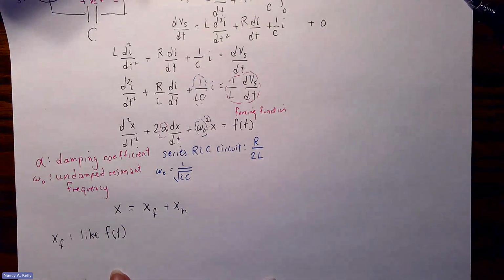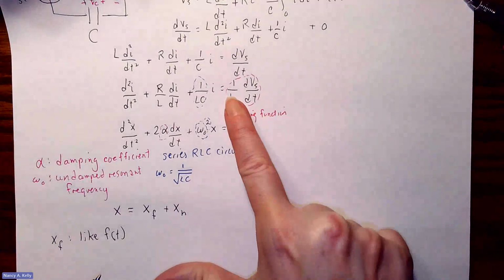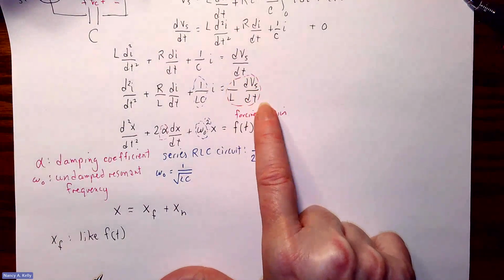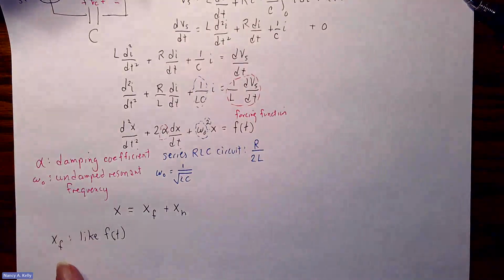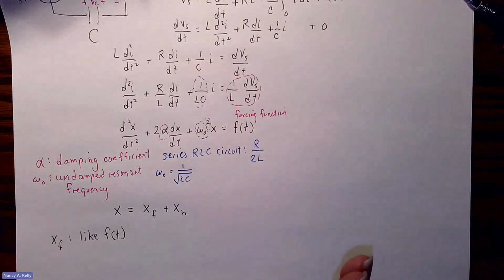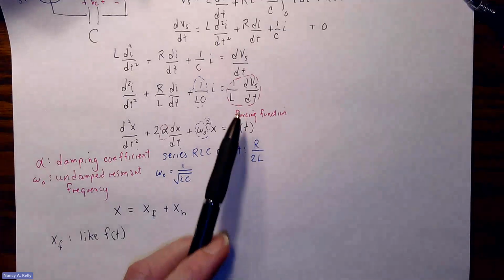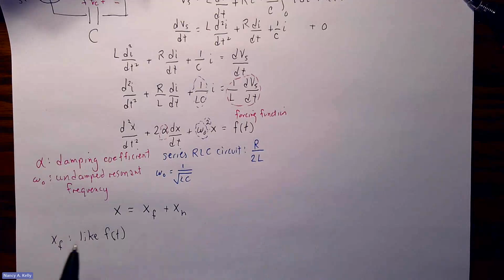We talked a little bit about what that means. For example, if the forcing function, what we wind up with here on the right-hand side of the equation, is constant, then we expect x sub f, the forced part of the solution, to be constant as well. If the forcing function is a decaying exponential, then we expect the forced part of the solution to also be a decaying exponential of the same form with the same rate of decay. If it's a sinusoid, we expect the forced part to be a sinusoid as well. So that's how that goes.